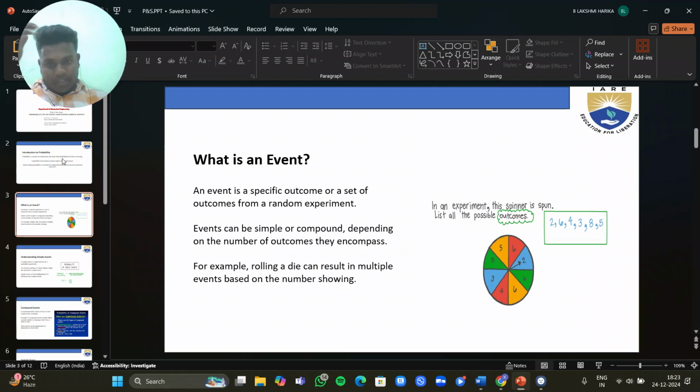What is an event? An event is a specific outcome or a set of outcomes from a random experiment. Events can be simple or compound, depending on the number of outcomes they encompass. For example, rolling a die can result in multiple events based on the number shown. In an experiment, the spinner contains all the possible outcomes 2, 6, 4, 3, 8. There is a circle in the example. Then this is called an event.